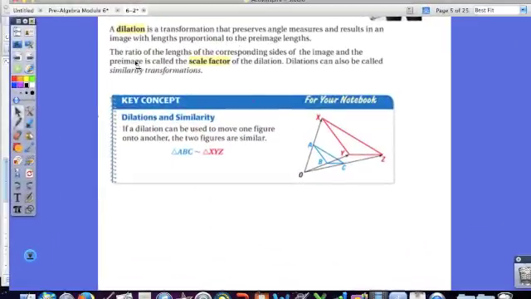Dilation is a transformation that preserves angle measures and results in an image with lengths proportional to the original or pre-image lengths. The ratio of the lengths of the corresponding sides of the image and the pre-image is called the scale factor of the dilation. A dilation can also be called a similarity transformation. If you remember when we did transformations earlier in the year, dilations did not preserve congruence. They do preserve similarity.